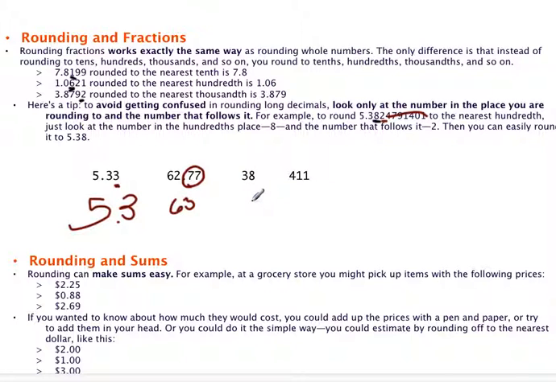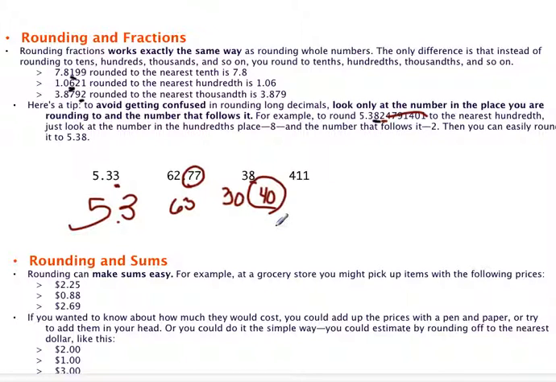38, if we round it to the nearest hundredth, not the nearest hundredth, the nearest 10, you're going to ask yourself, is this number going to be between 30 and 40? So again, what's the number that we look at to determine? We look at this number 8. 38 is a whole lot closer to 40 than it is to 30, so we would round it to 40.